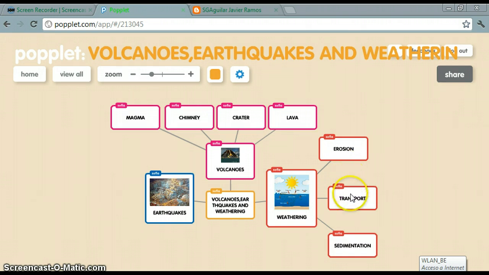Transport is the movement of eroded material. For example, rivers, seas, and the wind carry sand. Sedimentation is the accumulation of eroded material from other places. For example, mud settles at the bottom of a river.